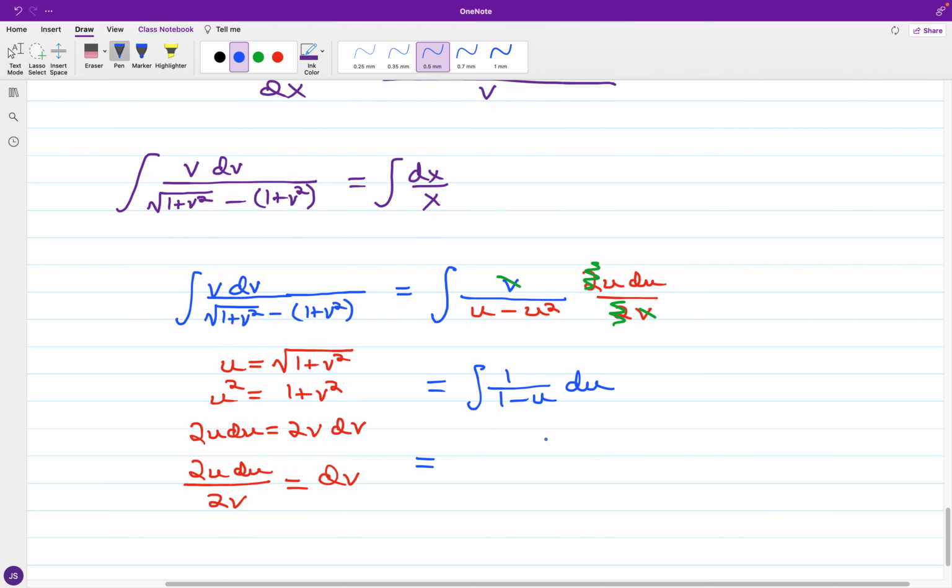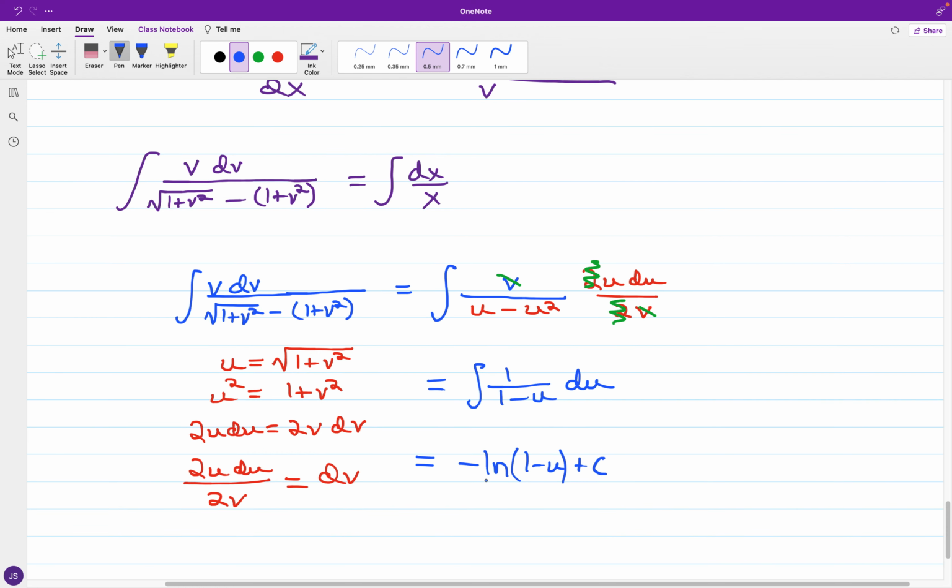And being careful with what we have in the result, if I have 1 over 1 plus u du, I would have the positive natural logarithm. But since I have a negative u term, I'm going to have the negative of the natural logarithm of 1 minus u followed by the constant. And looking at back substituting, we have the negative of the natural logarithm of the quantity of 1 minus the square root of 1 plus v squared followed by the constant.